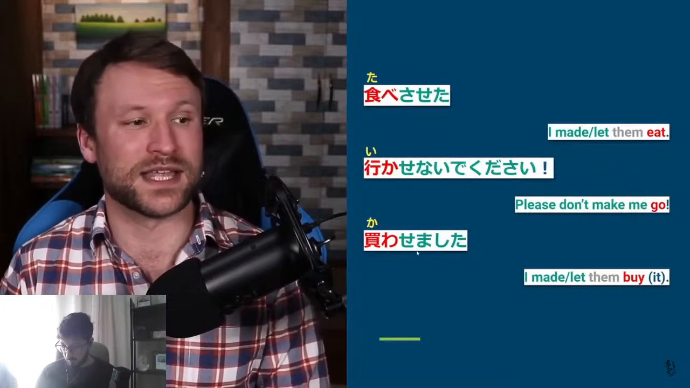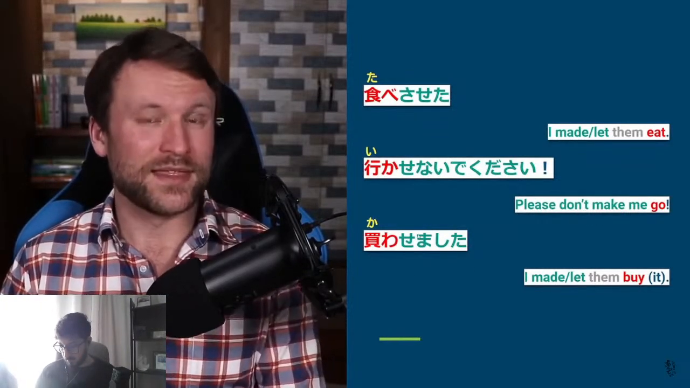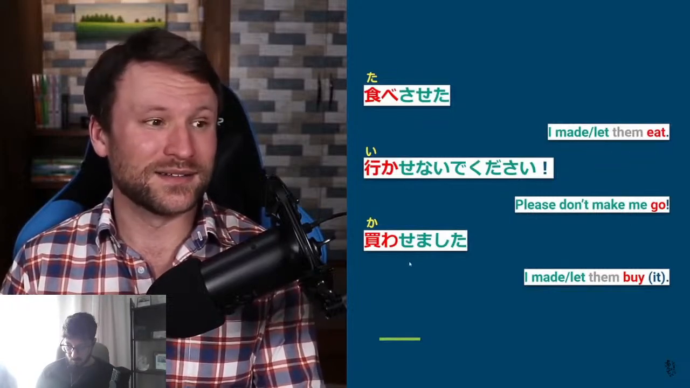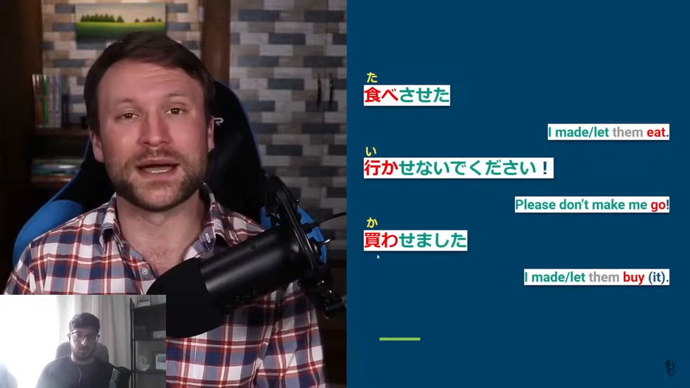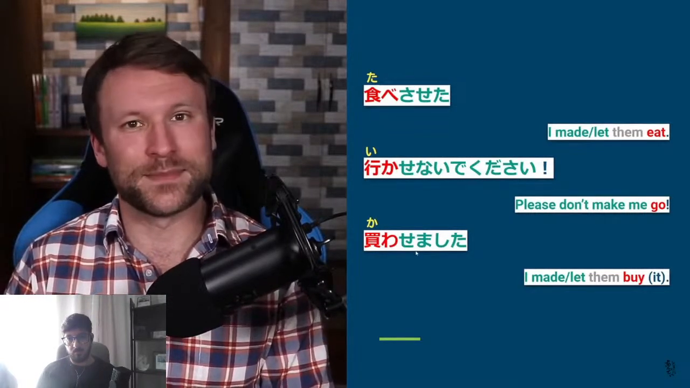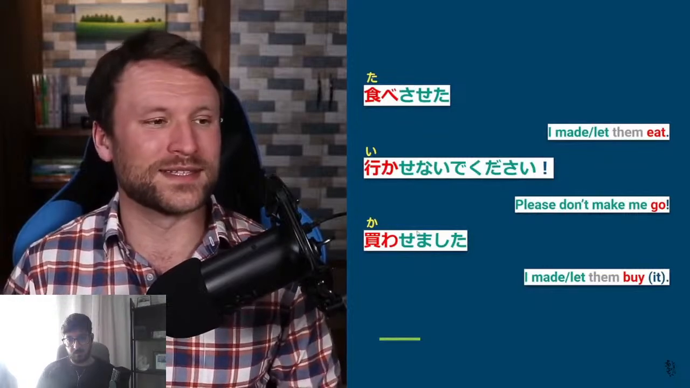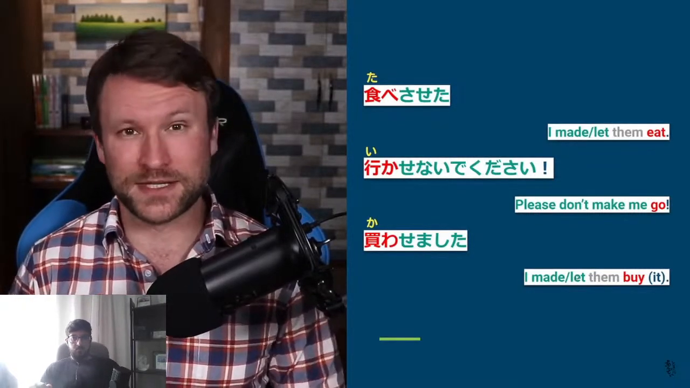買わせました. So, one thing I needed to mention is that verbs that end in u, they don't change to a, they change to wa, the last little character there. So, 買う becomes 買わせました. I made them buy. And of course, the formal past tense is ました. So, 買わせました. I made or let them buy. But it's going to depend on the context.